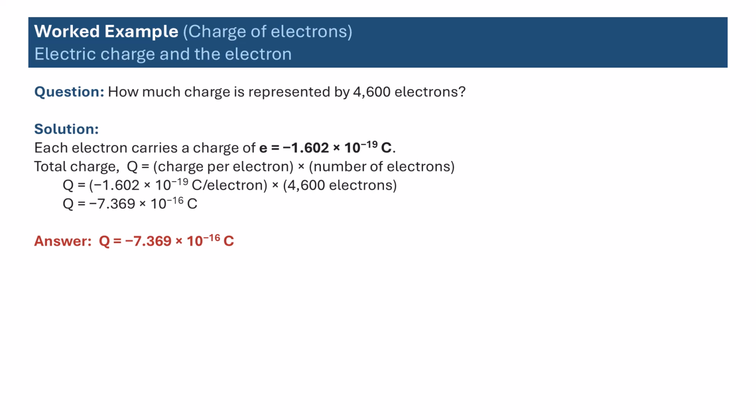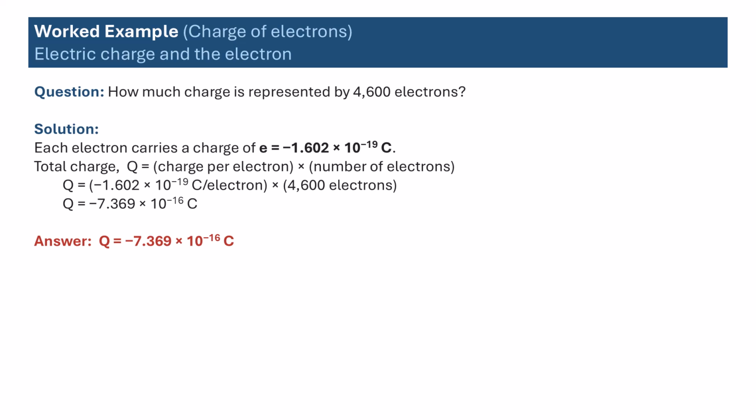The total charge, Q, is obtained by multiplying the charge per electron by the total number of electrons. Q equals charge per electron times number of electrons. Q equals minus 1.602 times 10 to the power of minus 19 C times 4,600. Q equals minus 7.369 times 10 to the power of minus 16 C. The final answer is Q equals minus 7.369 times 10 to the power of minus 16 C.